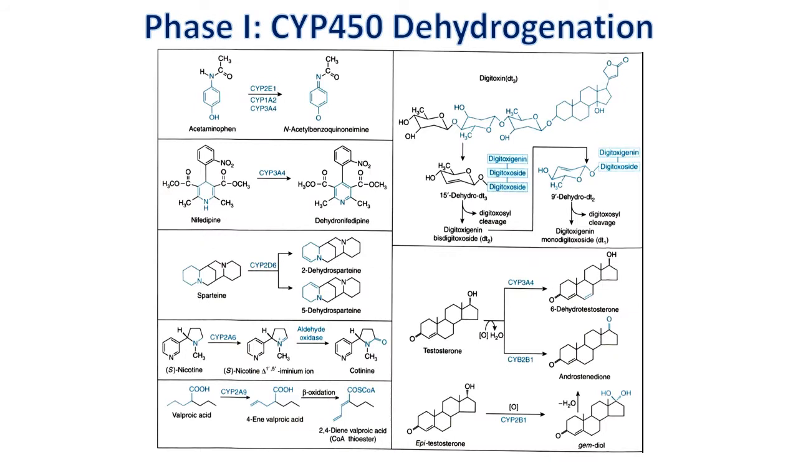Next is dehydrogenation. Too many examples to go through, so let's look at some actual drugs that we know of. Acetaminophen, remove this hydrogen here. Nifedipine, which is used for blood pressure, things like that, coronary artery disease, for vasodilation effects. We're simply removing that hydrogen there. Nicotine, valproic acid, et cetera, et cetera. And then some endogenous things like testosterone.